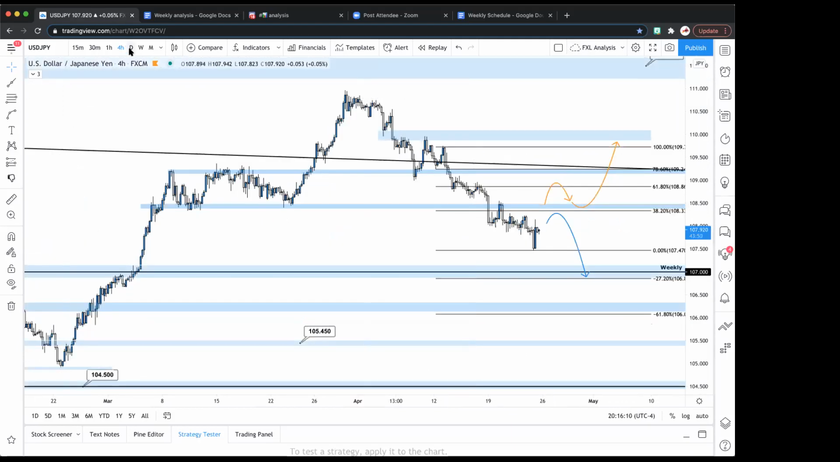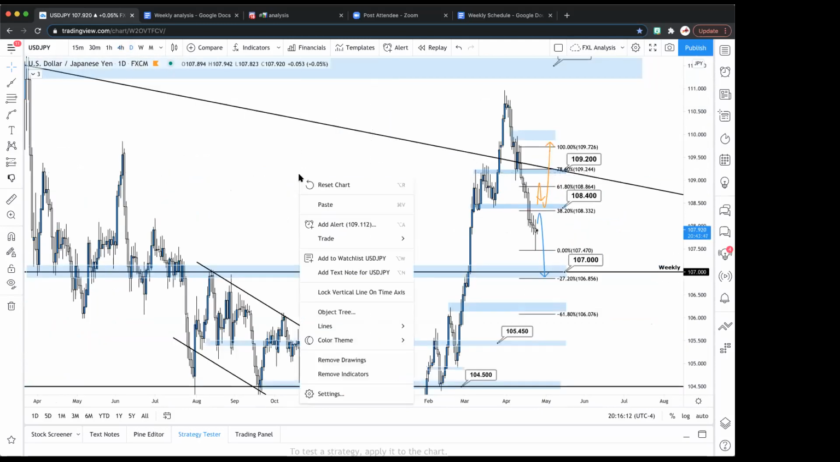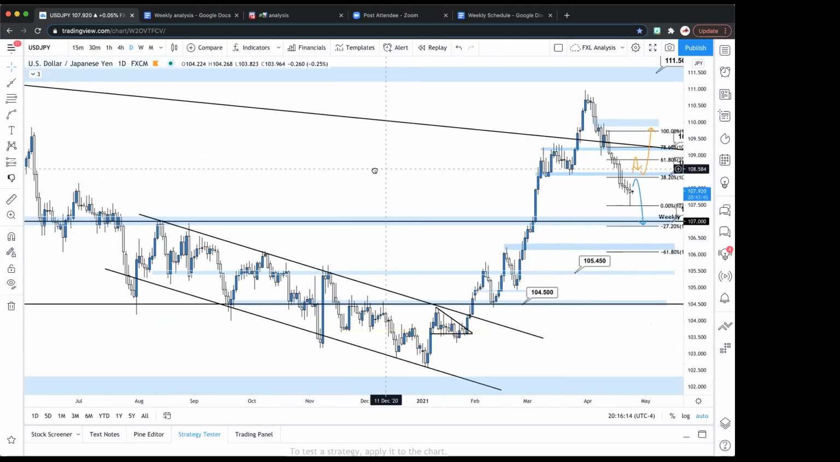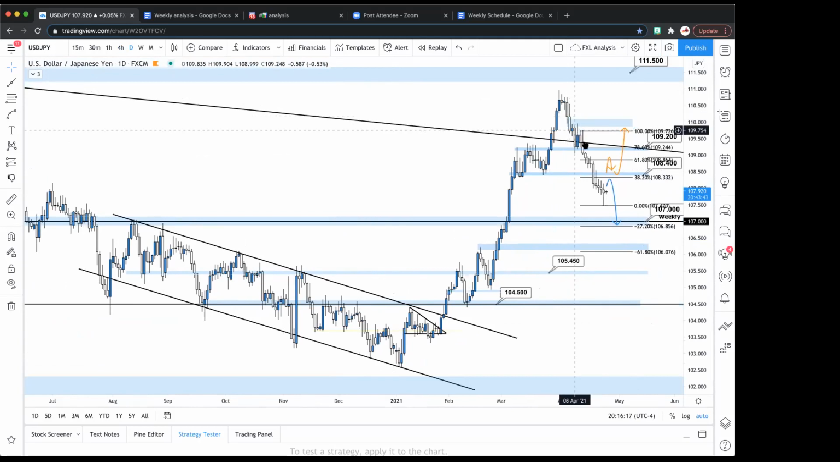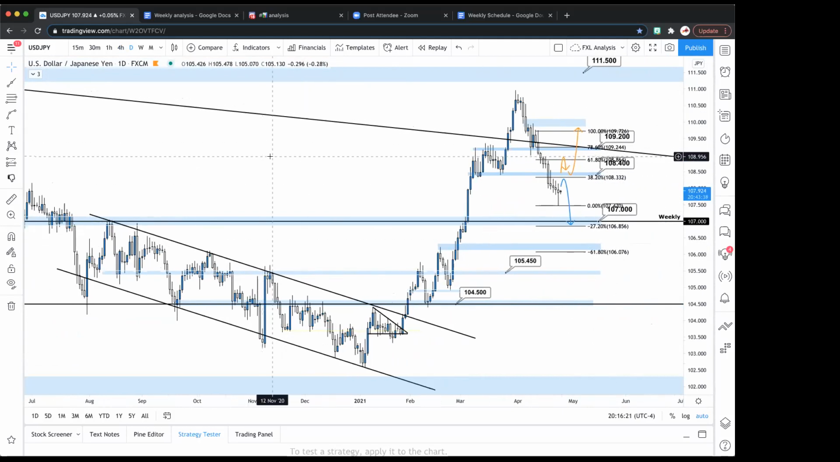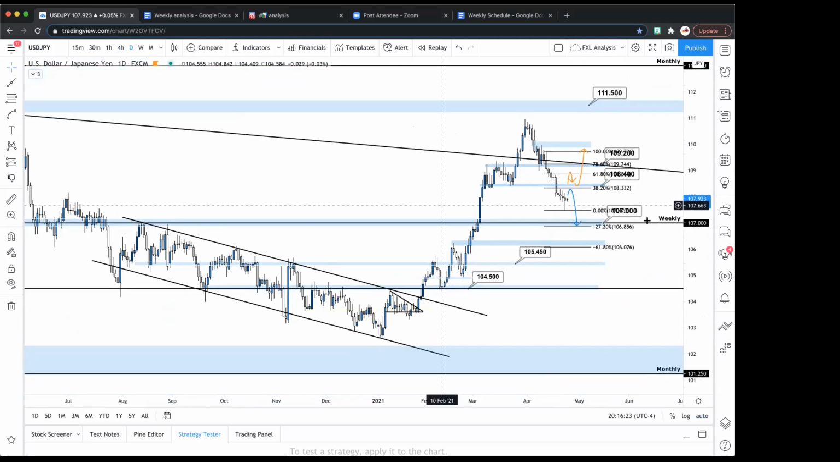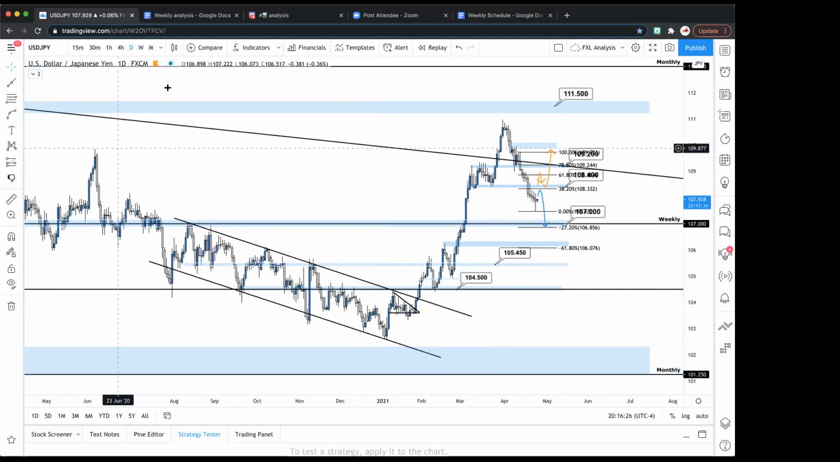Let's move on to UJ. This one is pretty interesting. It was very overextended for quite a while. We saw a pretty aggressive pullback. Is it exaggerated? I guess we'll see in a minute once we drop to the 4-hour, but let's just assess the trend here on the daily for UJ.